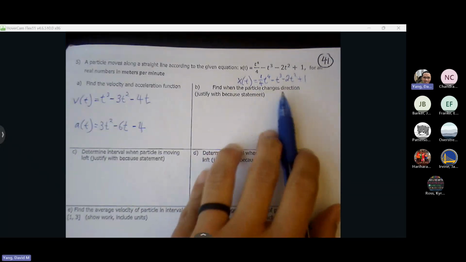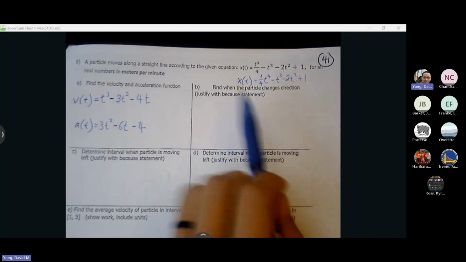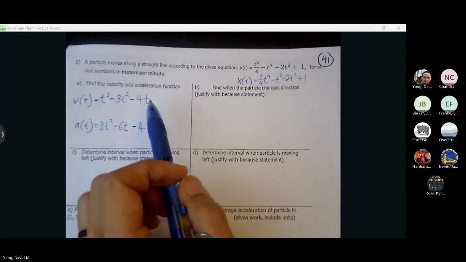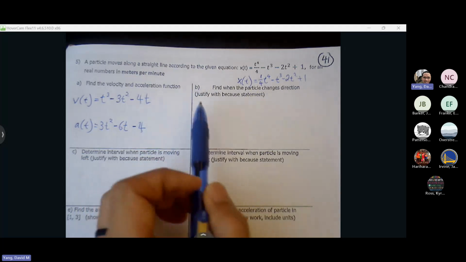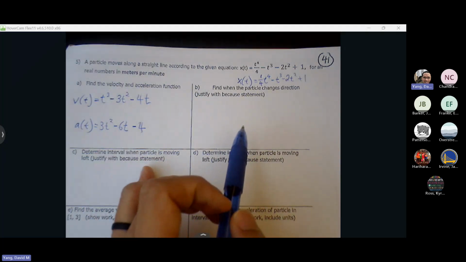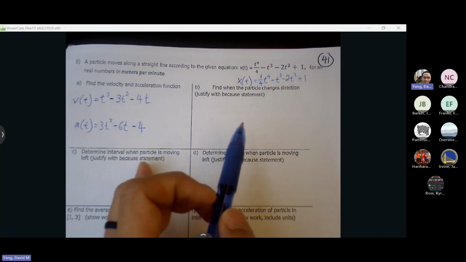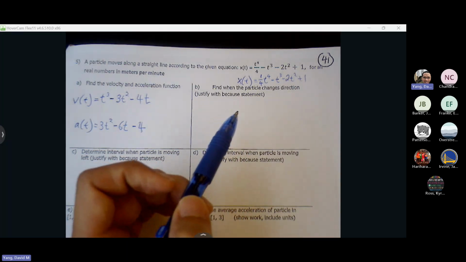Part B, find when the particle changes direction. It's a multi-step process here. We have to set velocity equal to 0, find what causes velocity to be 0, find those t values, populate our velocity sign line, then check the signs with each subinterval, and then look to see where there is a change in sign. There has to be a change in sign in order for us to call it a change in direction.